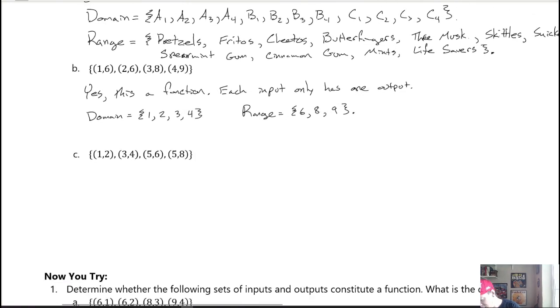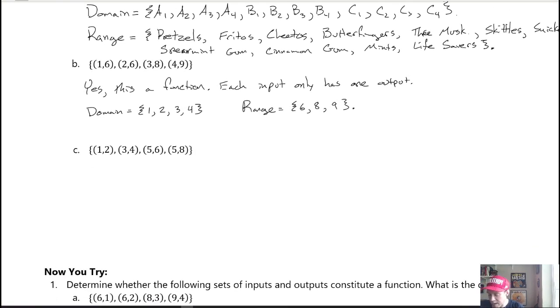All right, let's go on to part C, and as you can probably guess, this one's going to not be a function, so we can see an example of that. Let me read the set of points. The first point is (1, 2). The second is (3, 4). The third point is (5, 6). And the fourth point is (5, 8). So we see that input of 1 outputs 2. The input of 3 outputs 4. And the input of 5 outputs 6 and 8.